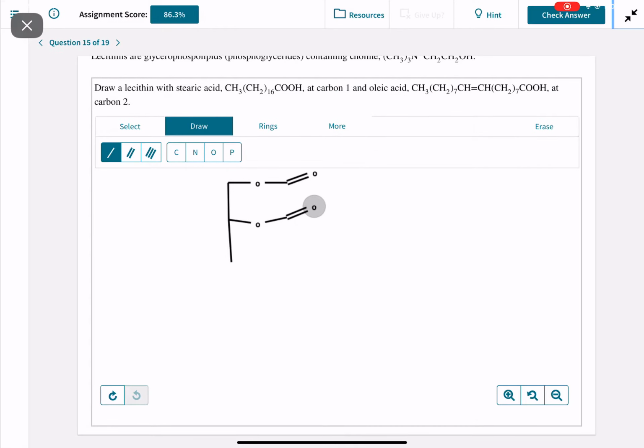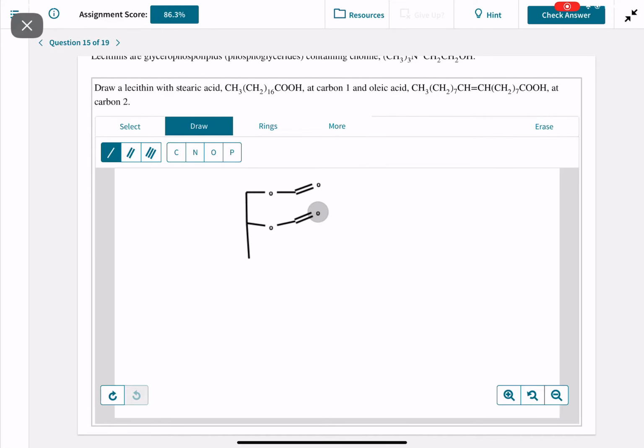And this will help. And then the next thing I would do is go back up to here and put my carbon chain. So at carbon number 1, it's telling us that I have CH3, CH2 16, and then the COOH.